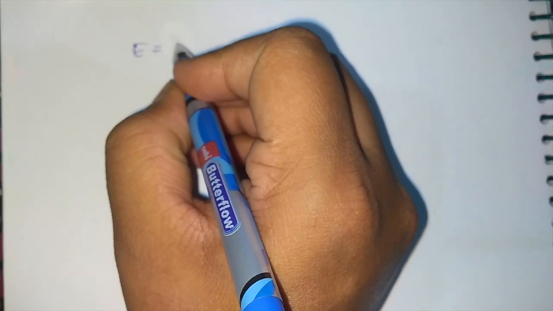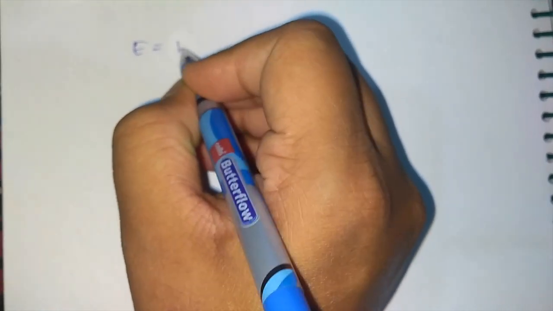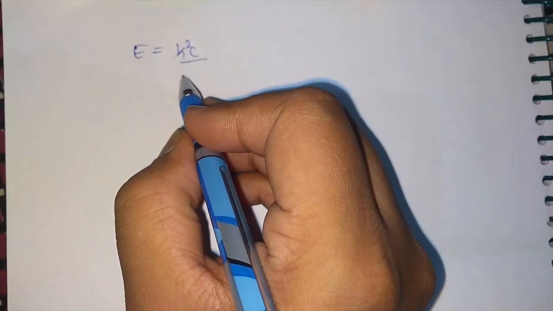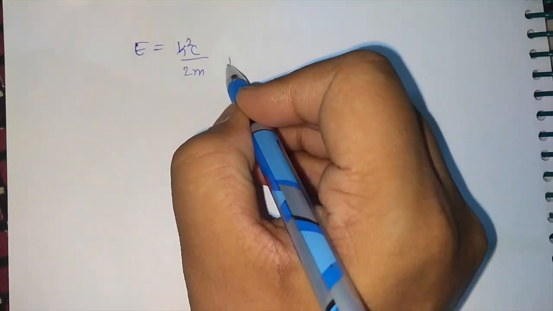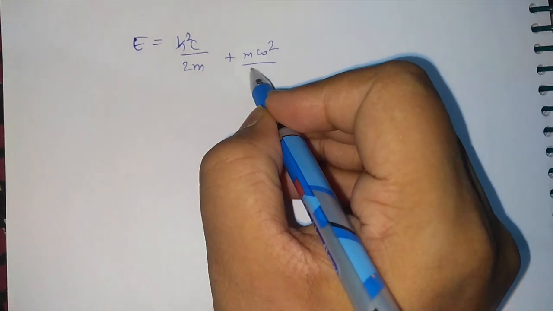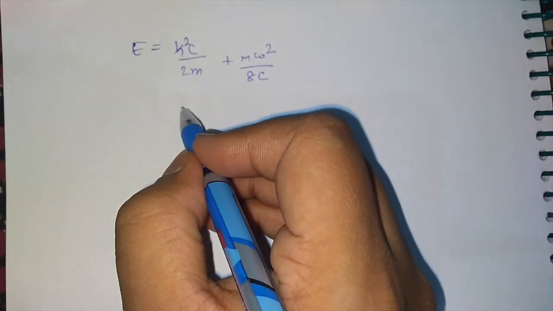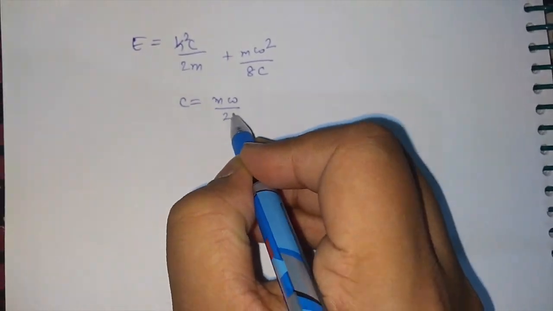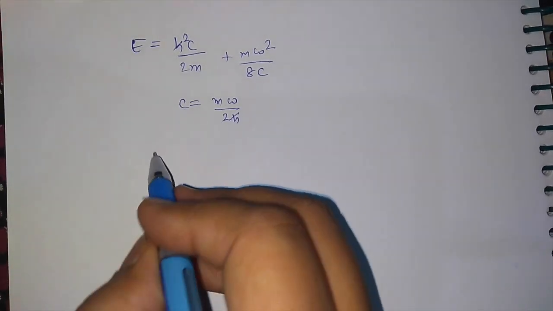E is equal to ħ²c divided by 2m, plus mω² by 8c. So this was the energy term, and we have just calculated c is equal to mω by 2ħ. So I'll just put the value over there.